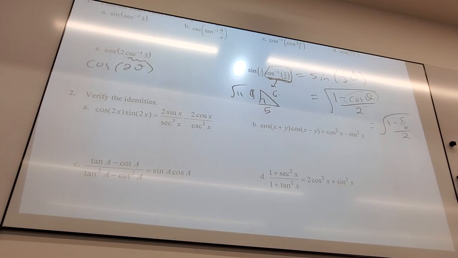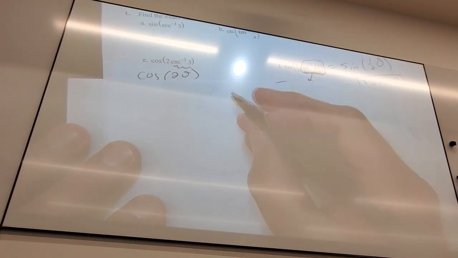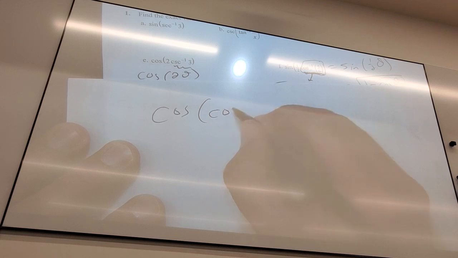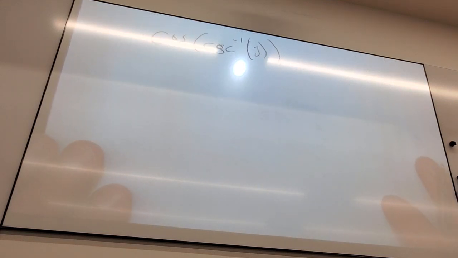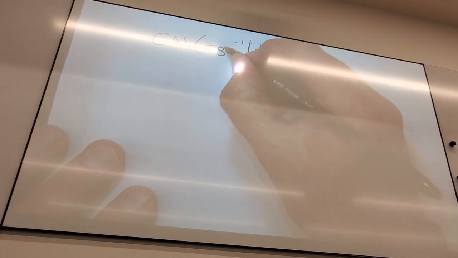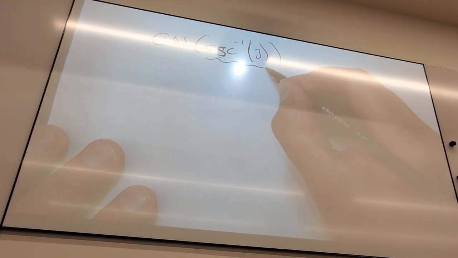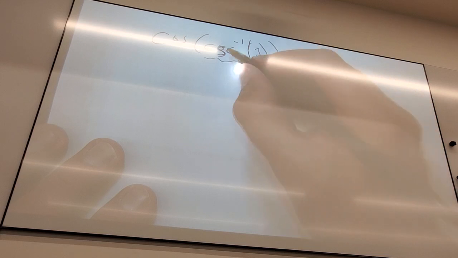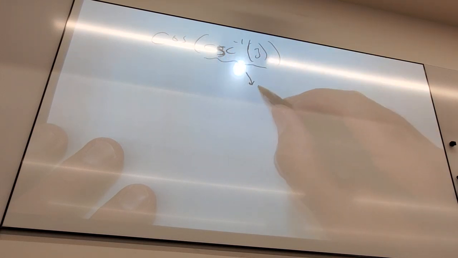Oh, the 3 Pythagorean. So real quick, I want to make sure everybody's with me on this. If this question would have been cosine of inverse cosecant of 3, how would you do this problem? What could I draw from this? Cosecant angle would be 3. Good, true. So whatever angle it is, the cosecant is 3. 3/1.